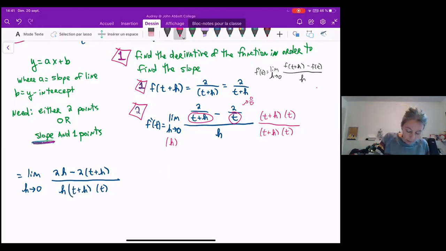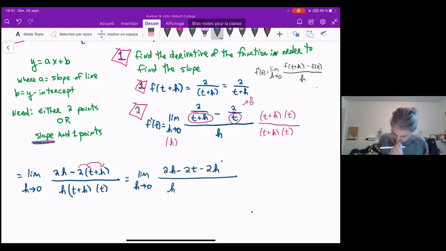So instead, I'm going to distribute that minus 2, and I'm going to try to find a factor of h in the numerator. And I just wrote that wrong. I'm sorry, guys. That's a t here, not an h. Let me change that color. That should be t. That should be t. I wrote that wrong. Sorry about that.